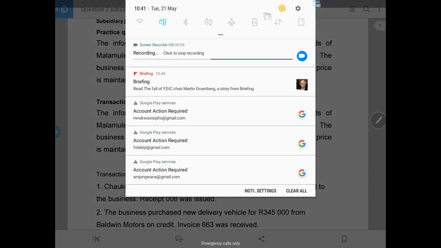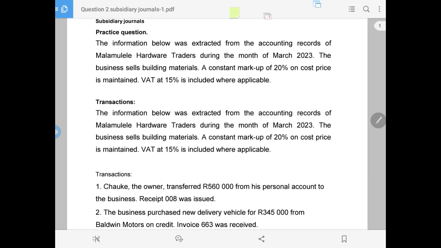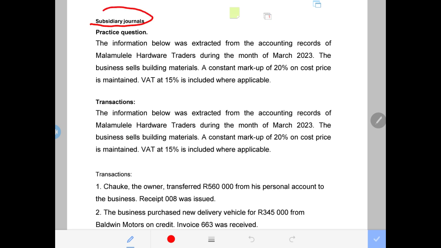This is another recording that I will be doing on a very lovely topic called subsidiary journals. Your cash receipt journal, your cash payment journal, your debtors journal, your creditors journal, and their allowances, meaning their returns. When I'm saying their allowances or their returns, I'm referring to the debtors allowance journal, where the customer returns goods back to us, and the creditors allowance journal, where we record returns back to our suppliers.